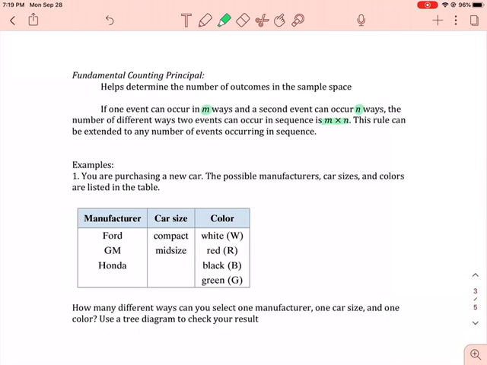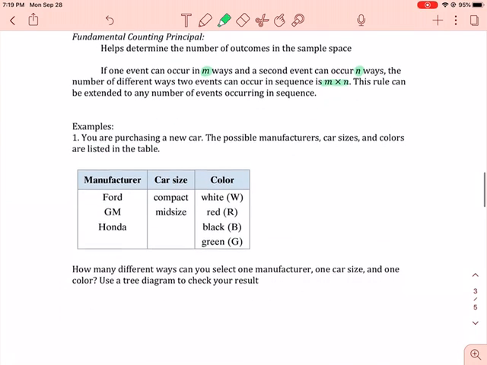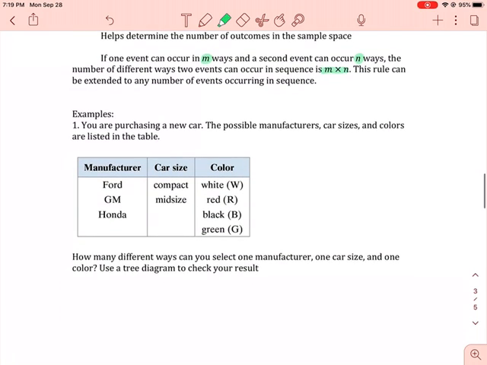So let's take a look at this. You're purchasing a new car. The manufacturer's car sizes and colors are listed in the table. So you can get a Ford, GM, or Honda. You can get a compact or midsize, and white, red, black, or green. How many different ways can you select one car, one manufacturer, and one color?